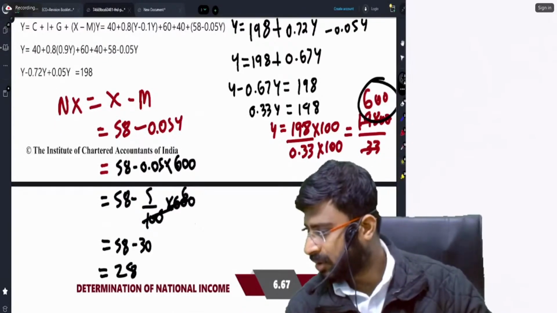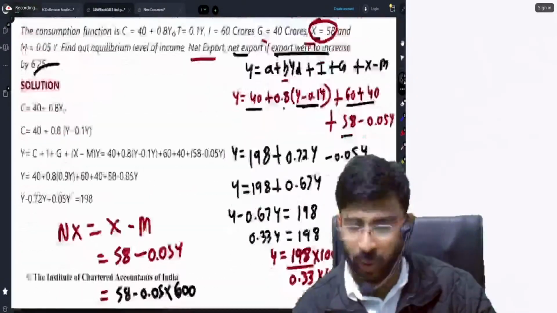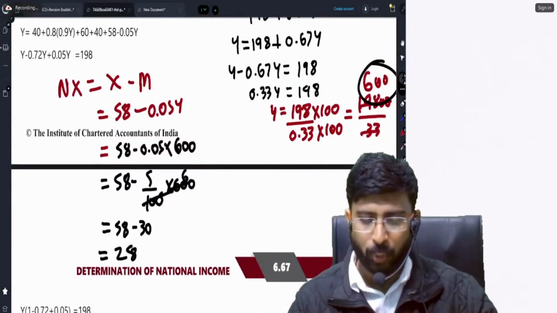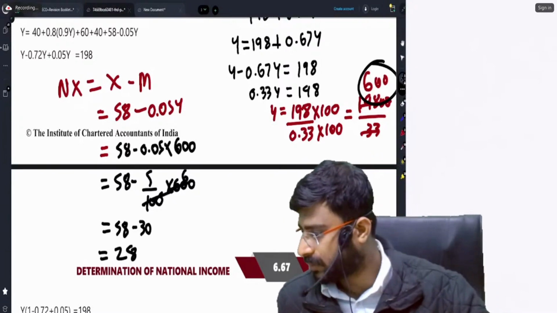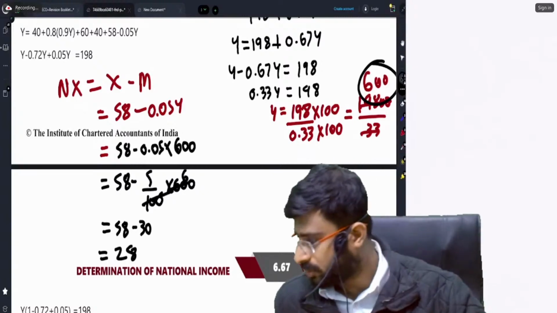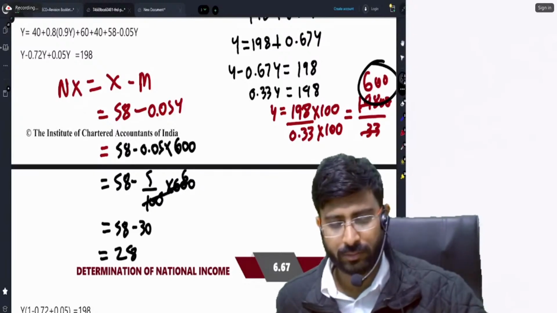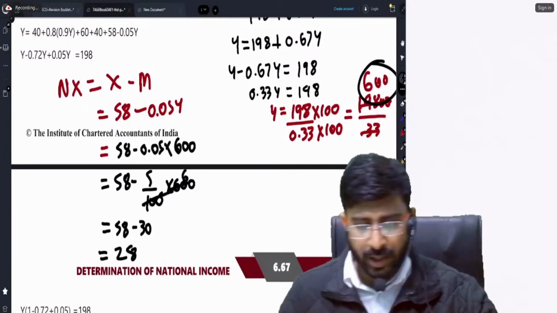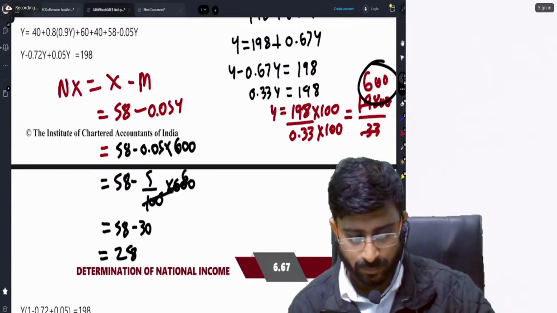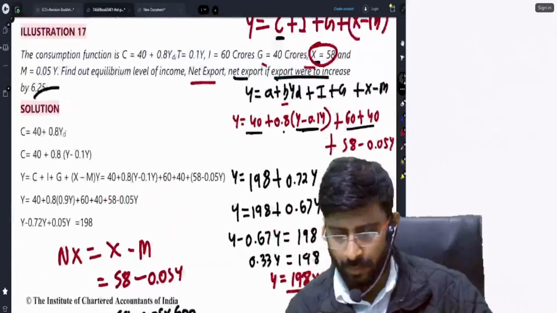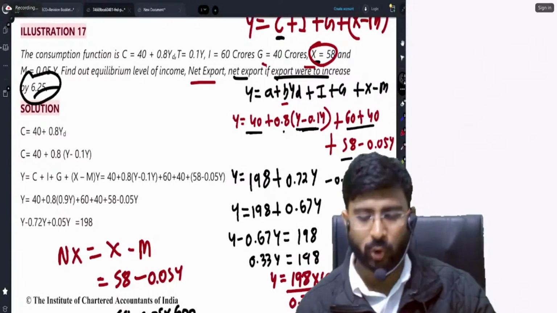Note it down everyone. Please write down noted so that I can move on to the third part, where we find out net export if exports increased by 6.25. Only then I will proceed. Very good. Net export is export minus import. ठीक है. Now moving on. Now pay attention everyone. Net exports we have understood. Net export if the export were to increase by 6.25.